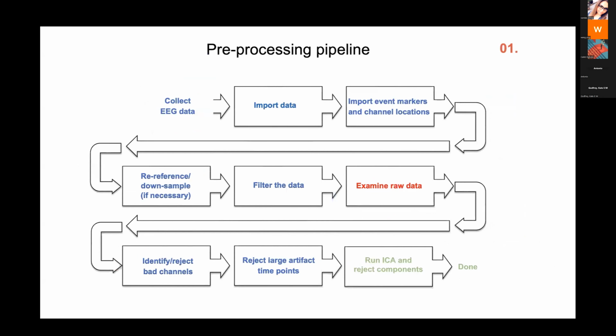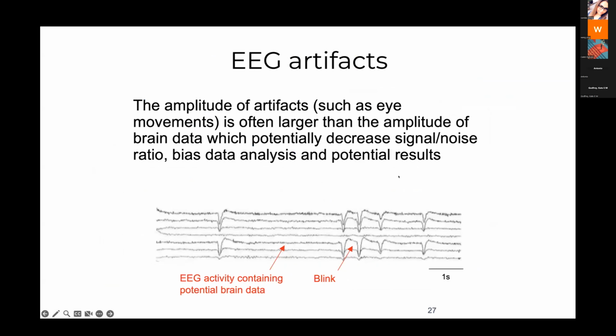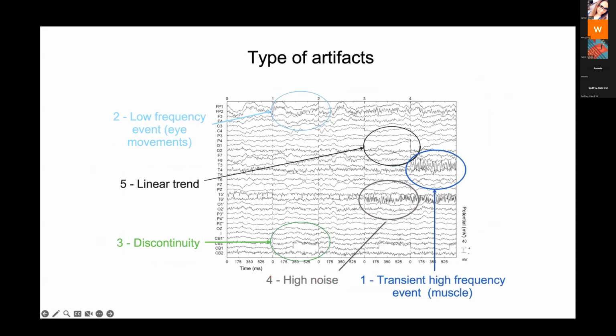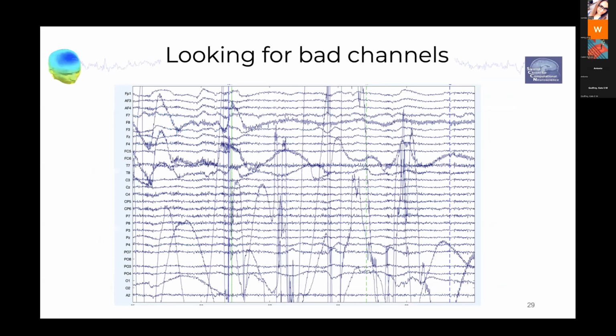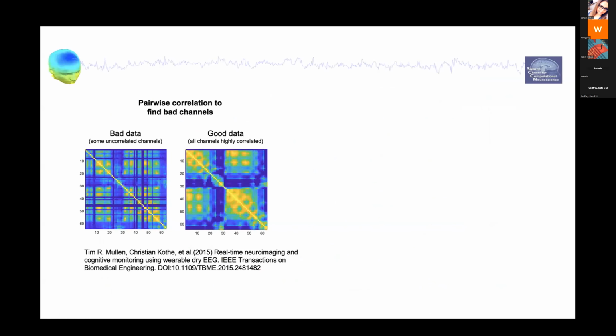So the first step, we're continuing along our processing pipeline. We've referenced, we filtered the data. Then you want to examine the data for artifacts. So you look for bad channels. And then you have automated methods for finding artifacts. Here I'm going to present two, which are in EEGLAB.